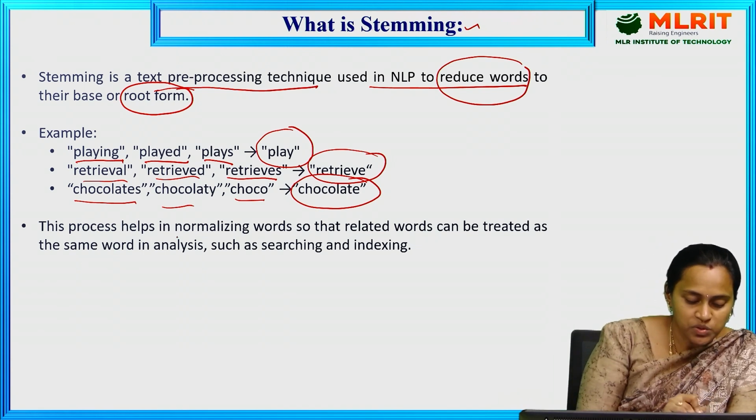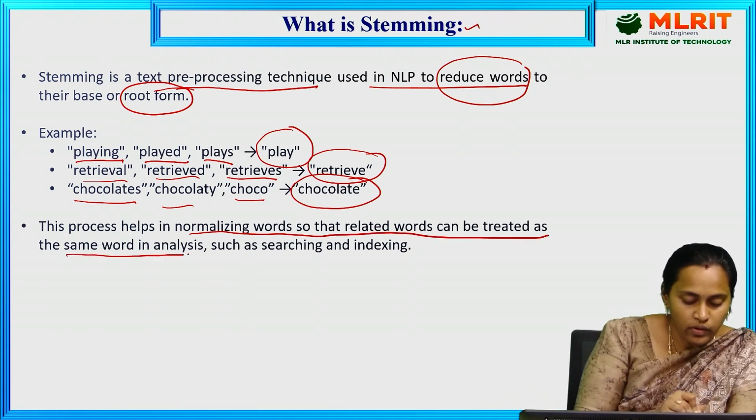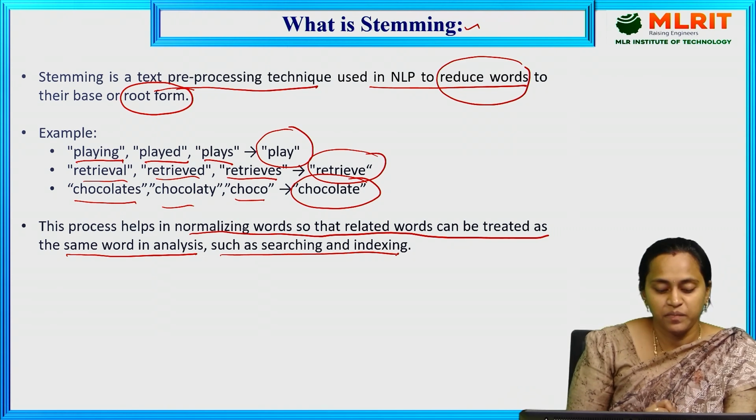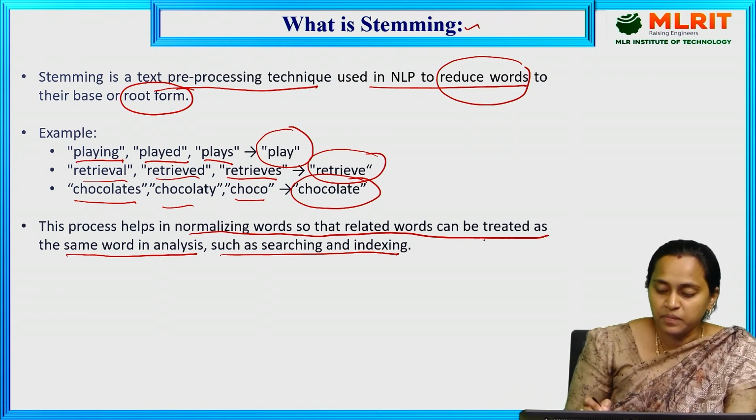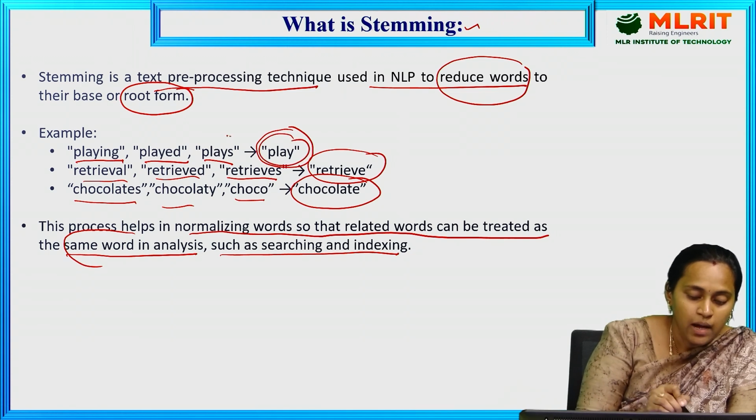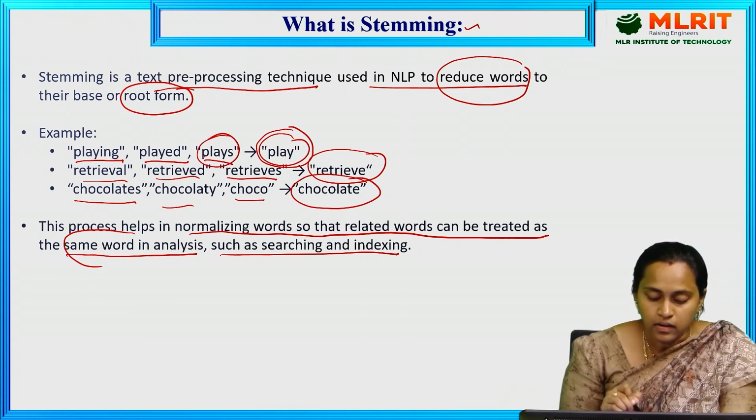So this is the process of normalizing the words so that related words can be treated as the same word in analysis, such as searching and indexing. By using stemming we can normalize the words so they can be treated as the same word. That means play and plays are the same, we will understand them as the same root.